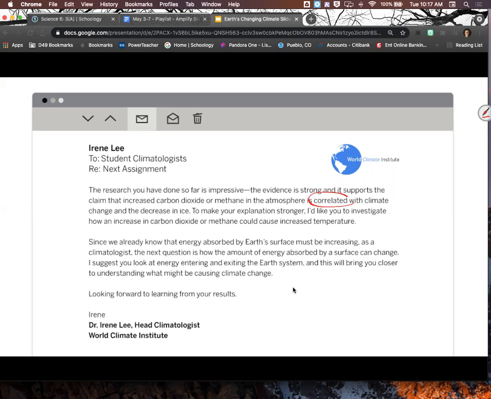This word right here means it matches, okay? The data we saw shows the same trends. So we're going with this idea of matches. They're correlated. To make your explanation stronger, I'd like you to investigate how an increase in carbon dioxide or methane could cause increased temperatures. So how does this happen? These how and why questions are our next tasks.